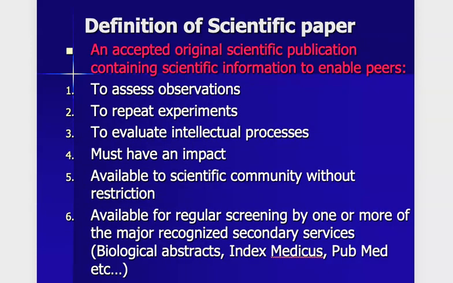An accepted original scientific publication contains scientific information to enable peers to assess the observations, repeat the experiment to evaluate the intellectual process, and repeat the experiment in different contexts. It must be available to the scientific community without restrictions, available for regular screening by one or more of the major recognized secondary services, and it should be indexed in Biological Abstracts, Index Medicus, PubMed, etc.